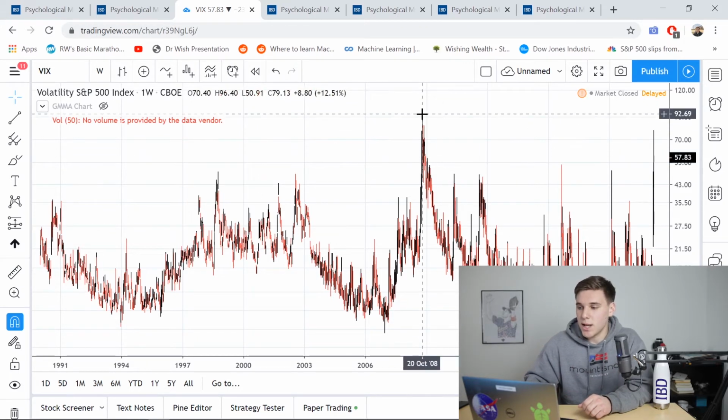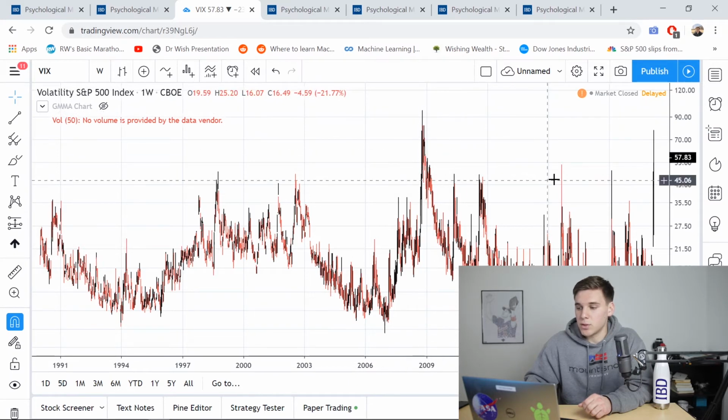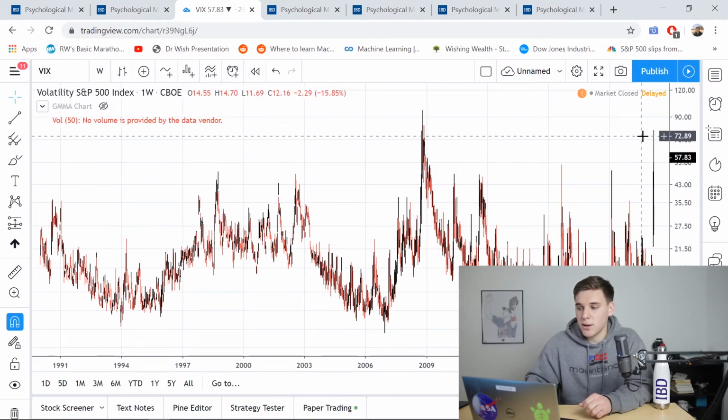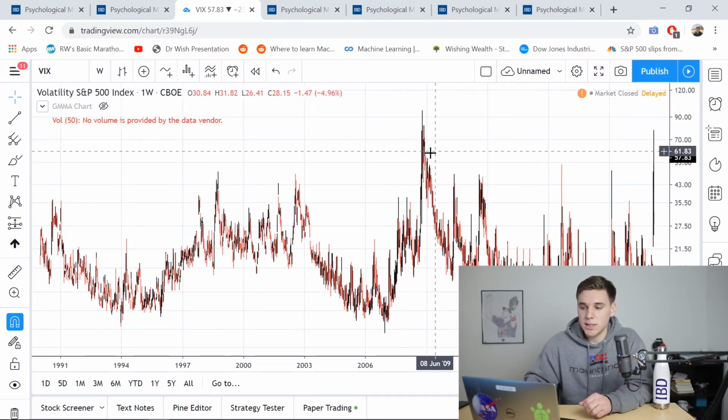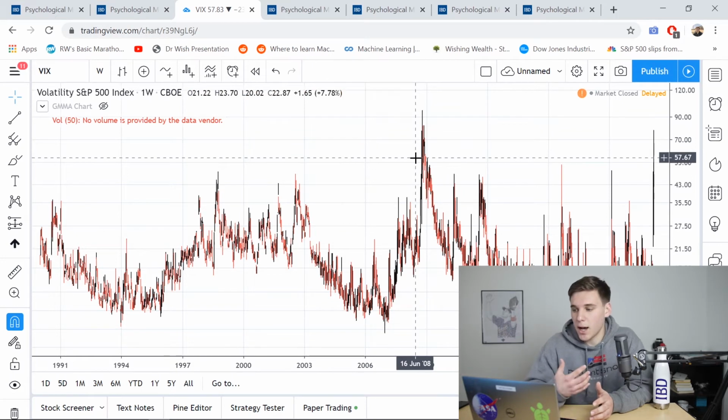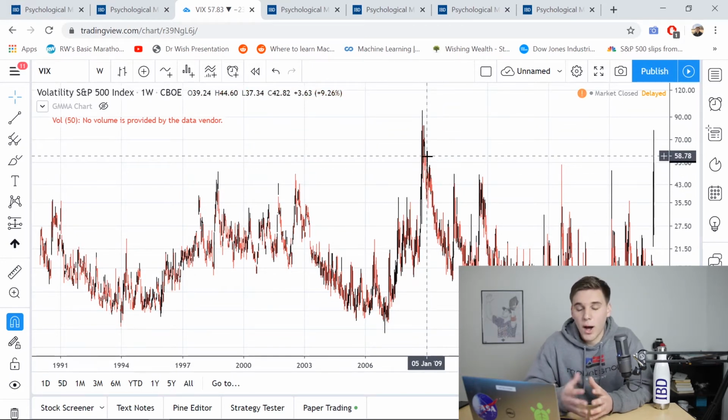So you can see in 2009, we got all the way up to about 97. And recently in January of 18, we got up to around 50. And right now we're still above that. And obviously it can stay up there for quite a while. These are weekly bars. You can see that in 2009, it stayed above, looks like 57 for quite a while.